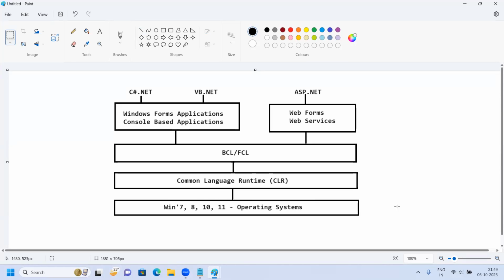C#.NET way of writing code, VB.NET way of writing code is different. Right? ASP.NET way of writing code, different. Write in different, doesn't matter. But how will you write them? Common then. BCL, FCL, common.